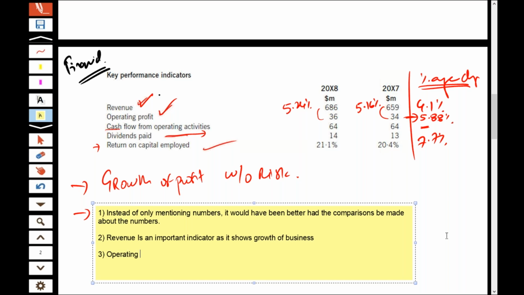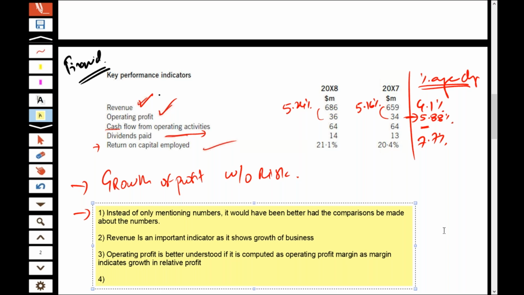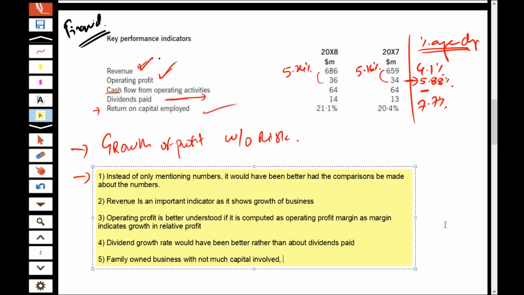Then you would say that the operating profit is better understood if it is computed as operating profit margin, as margin indicates growth in relative profit. The fourth one of them is that dividend growth rate would have been better rather than dividends paid. It is a family owned business with not much capital involved. Hence, ROCE is not an appropriate measure.